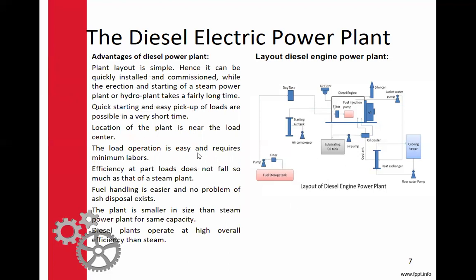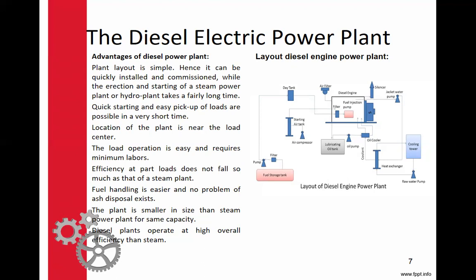What are the advantages? Advantages of diesel power plant. Plant layout is simple, hence it can be quickly installed and commissioned, while the erection and starting of a steam power plant or hydro plant takes a fairly long time. That is big, right? Quick starting and easy pickup of loads are possible in a very short time. Location of the plant is near the load center. The load operation is easy and requires minimum labor.